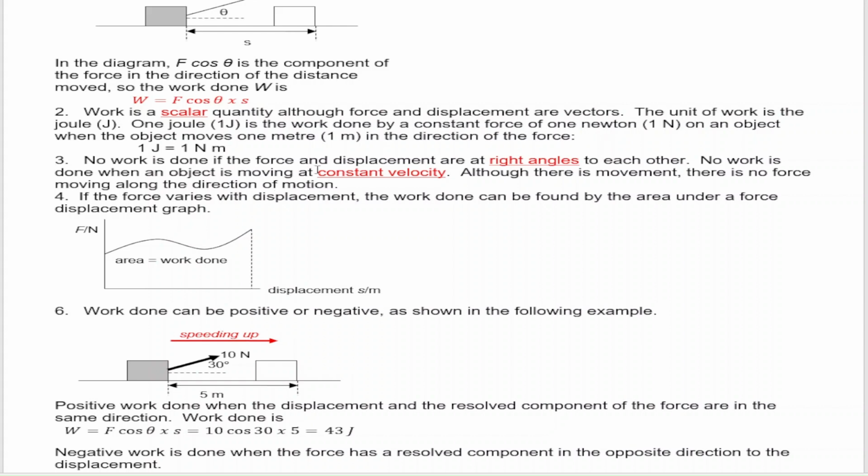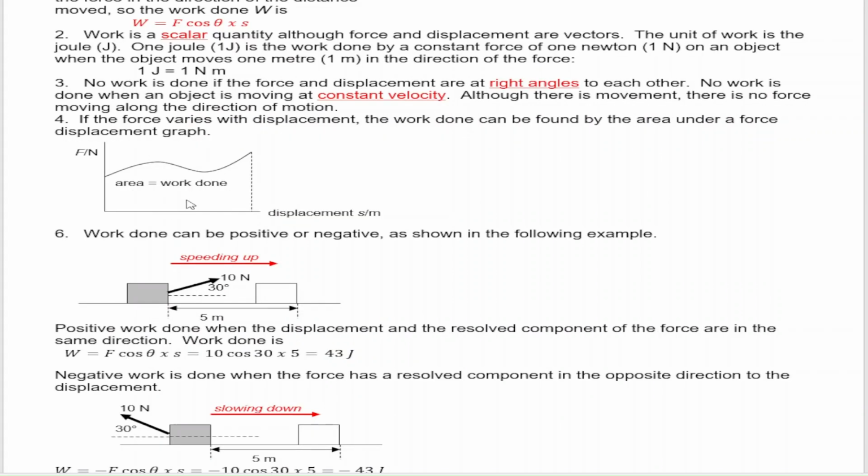No work is done if the displacement and the force are at right angles to each other, and also no work is done if the object is moving at a constant velocity. So in other words, when the kinetic energy is constant, there is no work that is done. Now, if you plot a graph of force versus displacement for a moving object, the area under the graph depicts the work that is done.